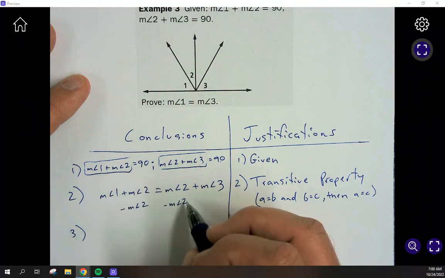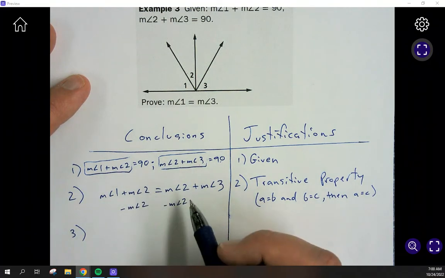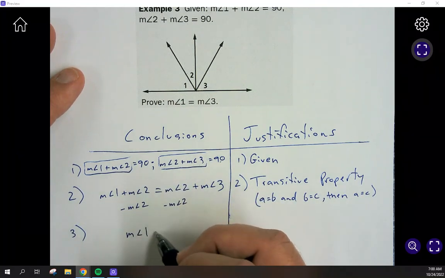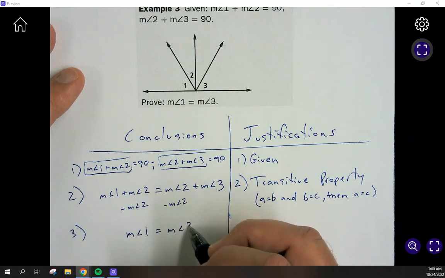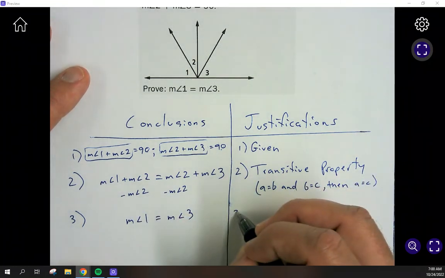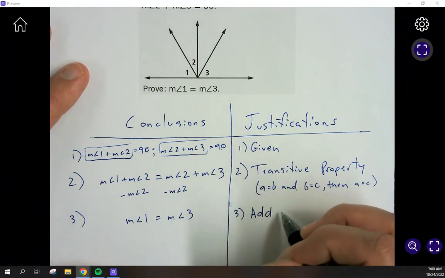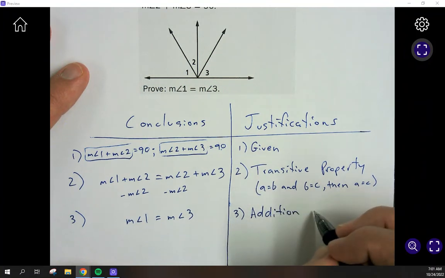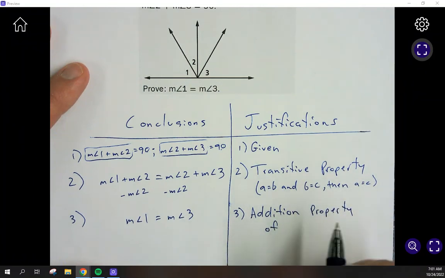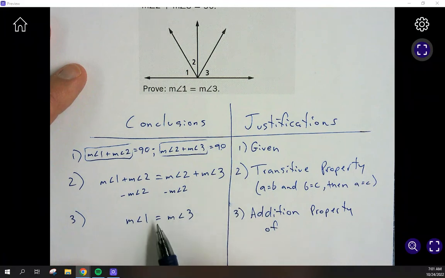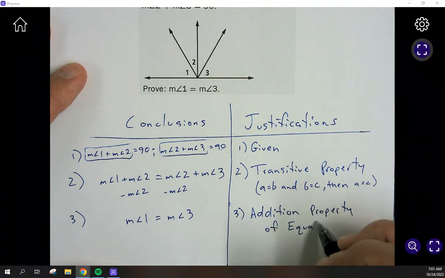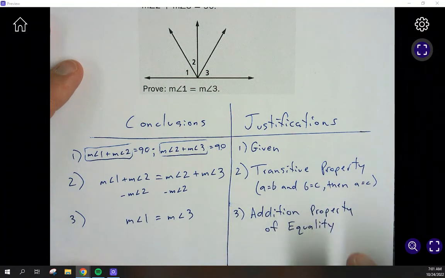Now, you don't have to show this step, but I want you to look back at your notes and understand what we did. So this gets canceled on both sides, and what are we left with? The measure of angle 1 equals the measure of angle 3. And how did we get there? This is the addition property. And remember, there's two addition properties. There's inequalities and equalities. So you want to state which one it is. We're dealing with an equal sign here. So this is the addition property of equality.